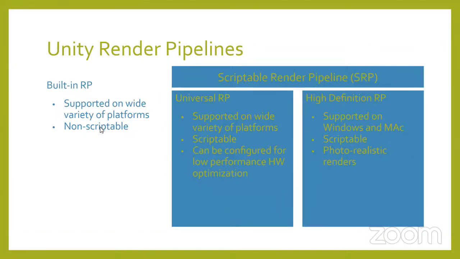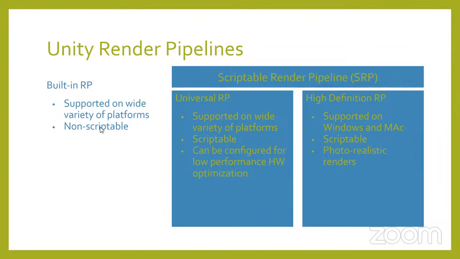And the High Definition Render Pipeline is supported on Windows, Mac, and is for photorealistic renders you might want to do. For instance, if you want to use motion capture and create a photorealistic scene for a CGI that looks really good, this would be a great application.